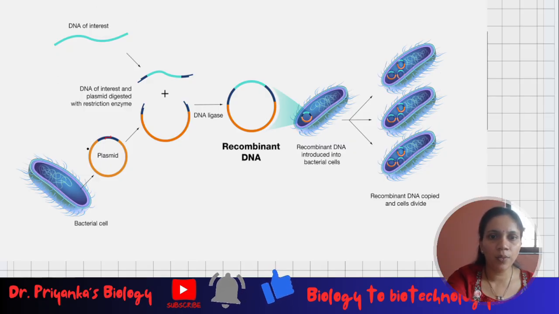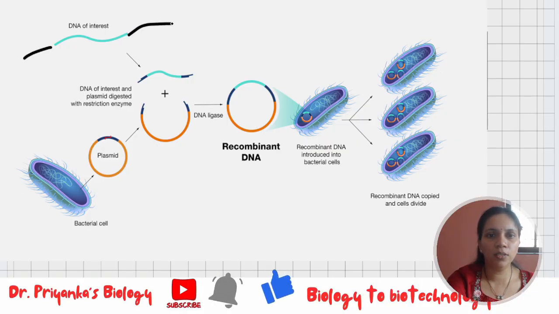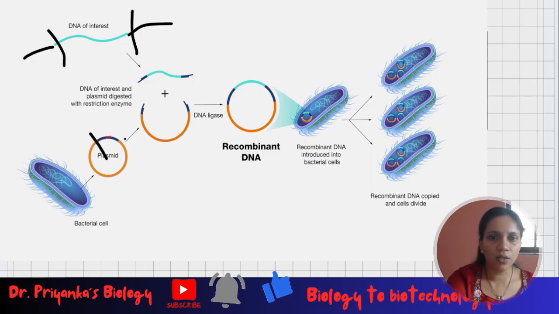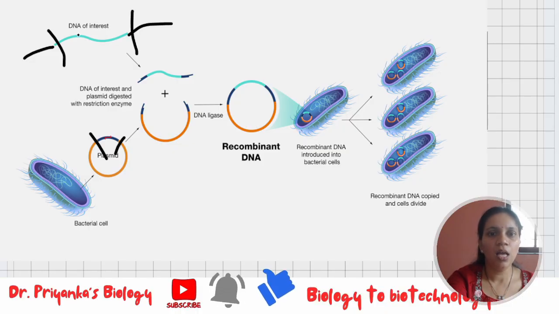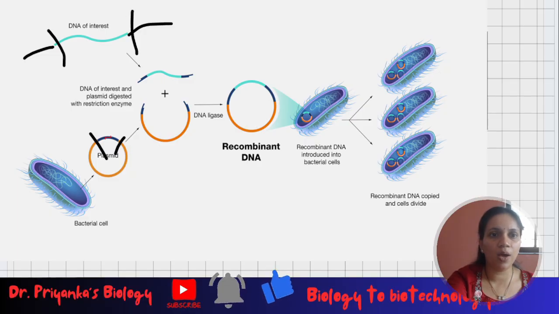Now here we have the plasmid. Probably there were more parts of your DNA. This plasmid has to be cut with the same restriction enzyme. We call it digestion. This plasmid is obtained from the bacterial cell, and the DNA and the plasmid have been cut with the same restriction enzyme, and this piece of DNA is called the gene of interest.